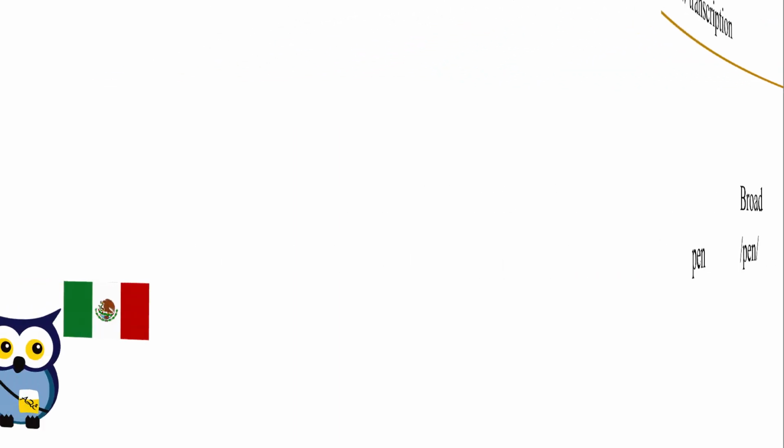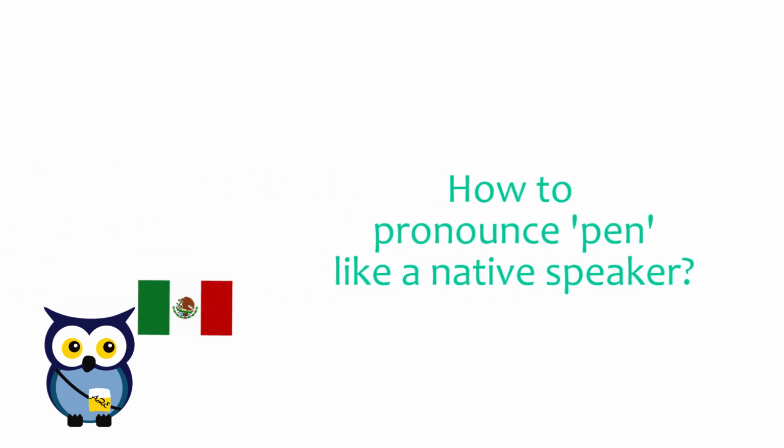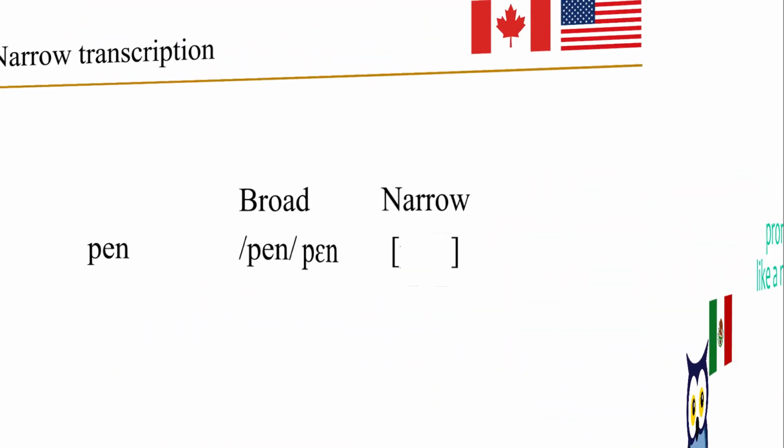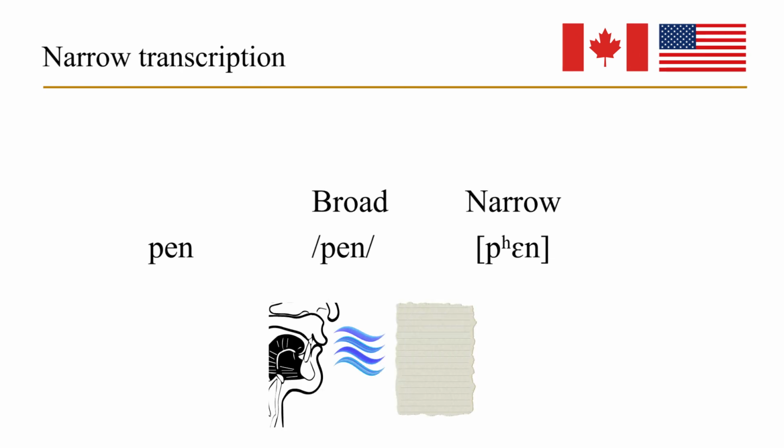If I want to tell you as a speaker of Spanish how to tweak your pronunciation in a way that sounds more like the English speaker, I would say you need to change your p. In English, the first p is aspirated. It means there's a puff of air. If you hold a piece of paper in front of your mouth and pronounce the p in English, pen, the paper would move. But in Spanish, pen, it wouldn't.